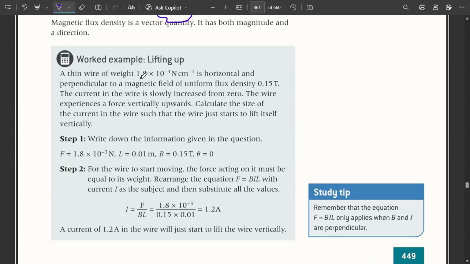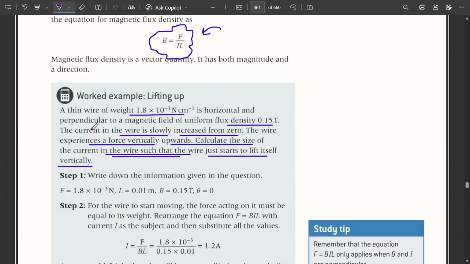A thin wire, weight is this, horizontal with the magnetic flux density this. The current in the wire is slowly increased from zero. The wire experiences a force vertically upwards. Calculate the size of the current in the wire such that the wire just starts to lift itself vertically.